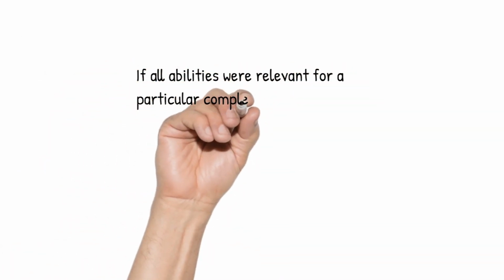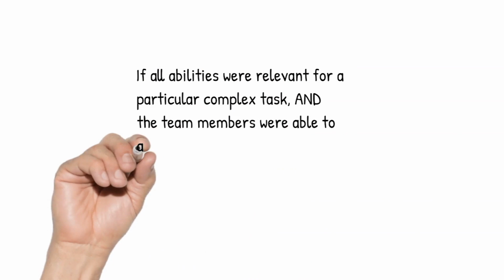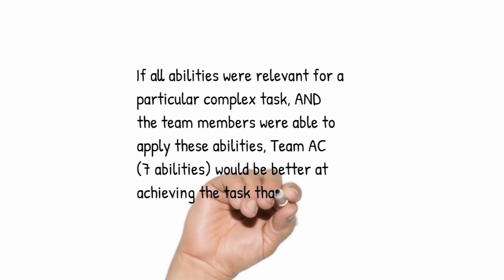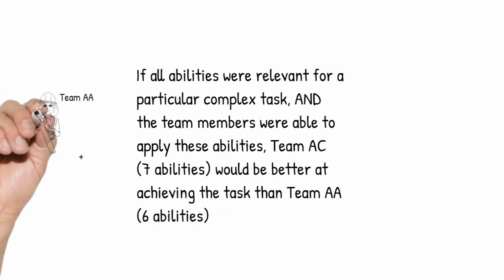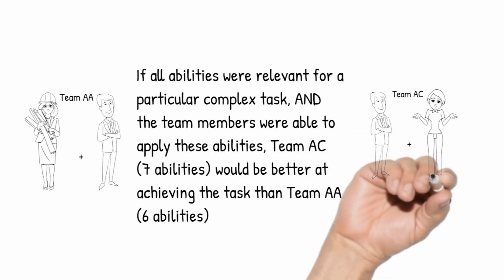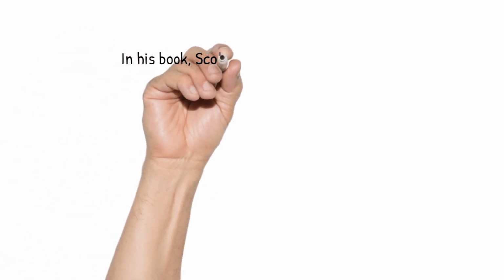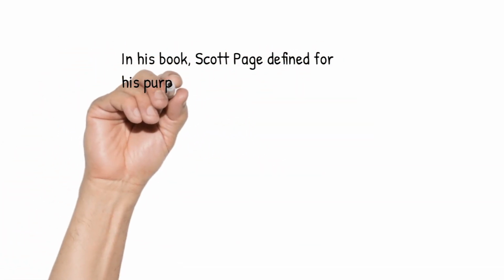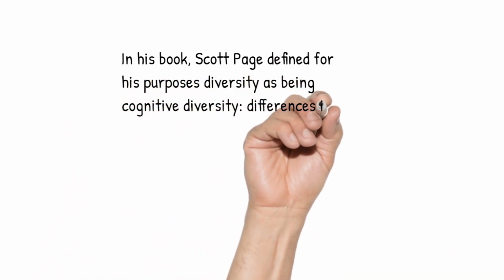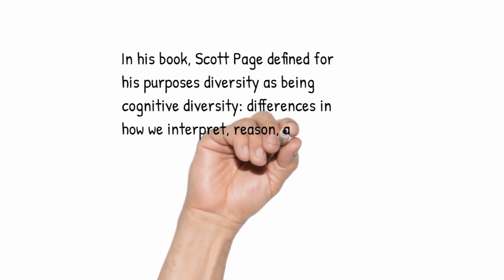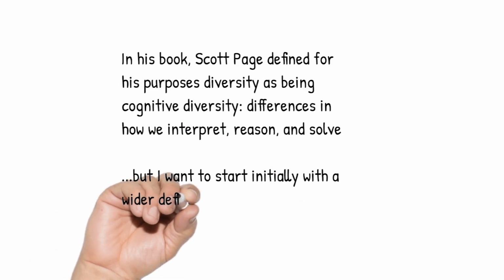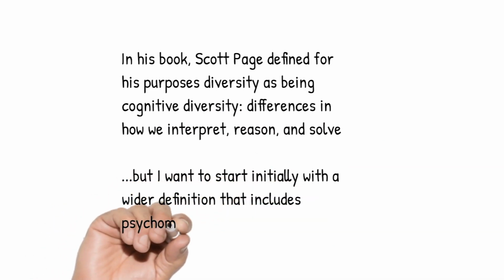Now, if all abilities were relevant for a particular complex task and the team members were able to apply these abilities, Team AC would be better at achieving the task than Team AA, as they have more abilities. In his book, Scott Page defined for his purposes diversity as being cognitive diversity, differences in how we interpret, reason and solve. But I want to start initially with a wider definition that includes psychomotor abilities.